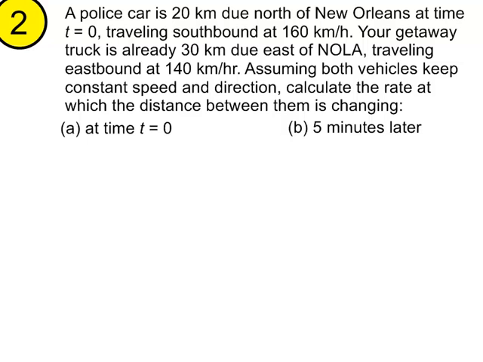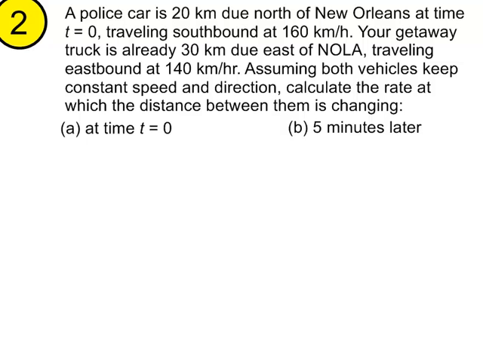We have a police car 20 kilometers due north of New Orleans at time t equals 0. That's when you start the stopwatch. Police car is traveling southbound at 160 kilometers per hour. We're using metric. We're honoring New Orleans' European heritage here, apparently. Your getaway truck, what have you done? Your getaway truck is already 30 kilometers due east of New Orleans, traveling eastbound at 140 kilometers per hour. We're assuming that both vehicles keep a constant speed and direction.